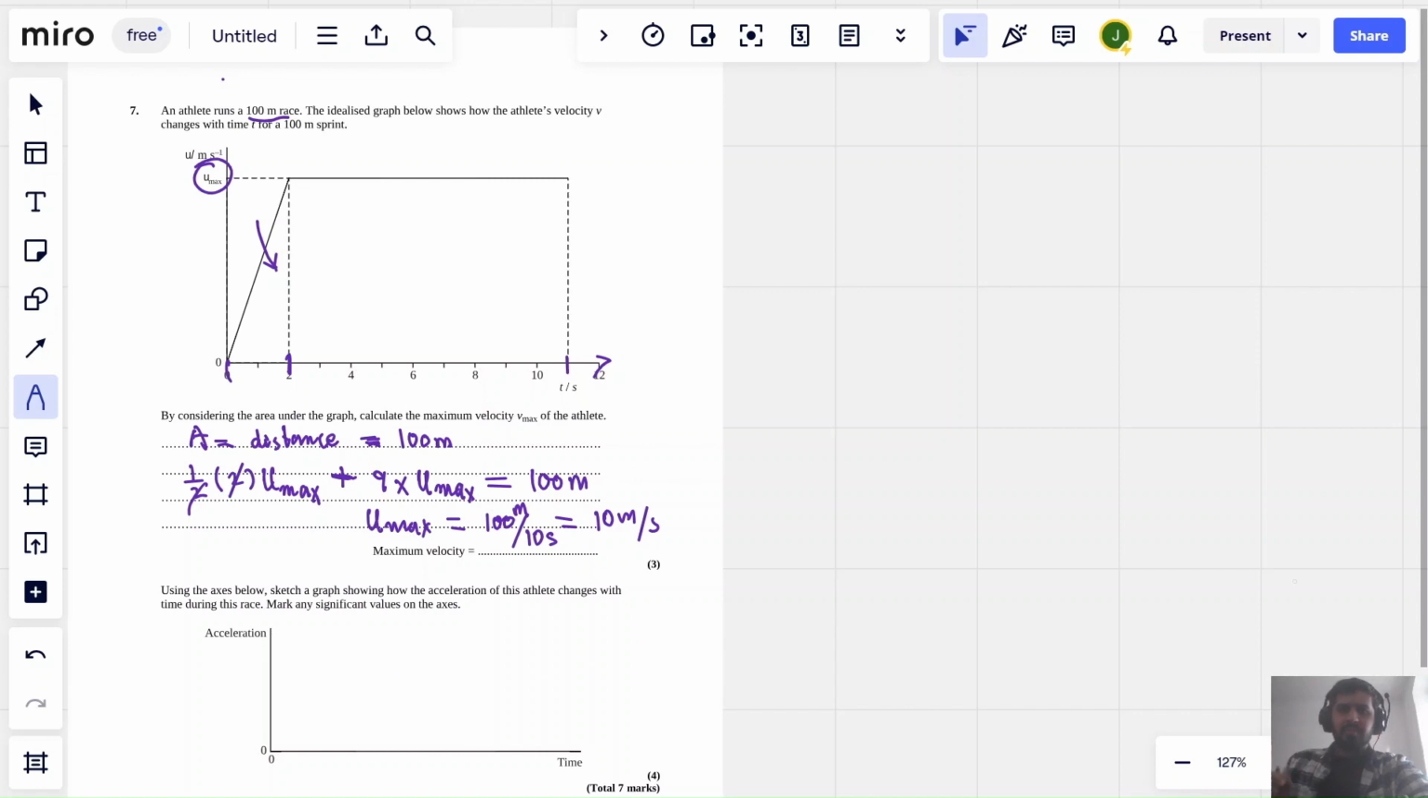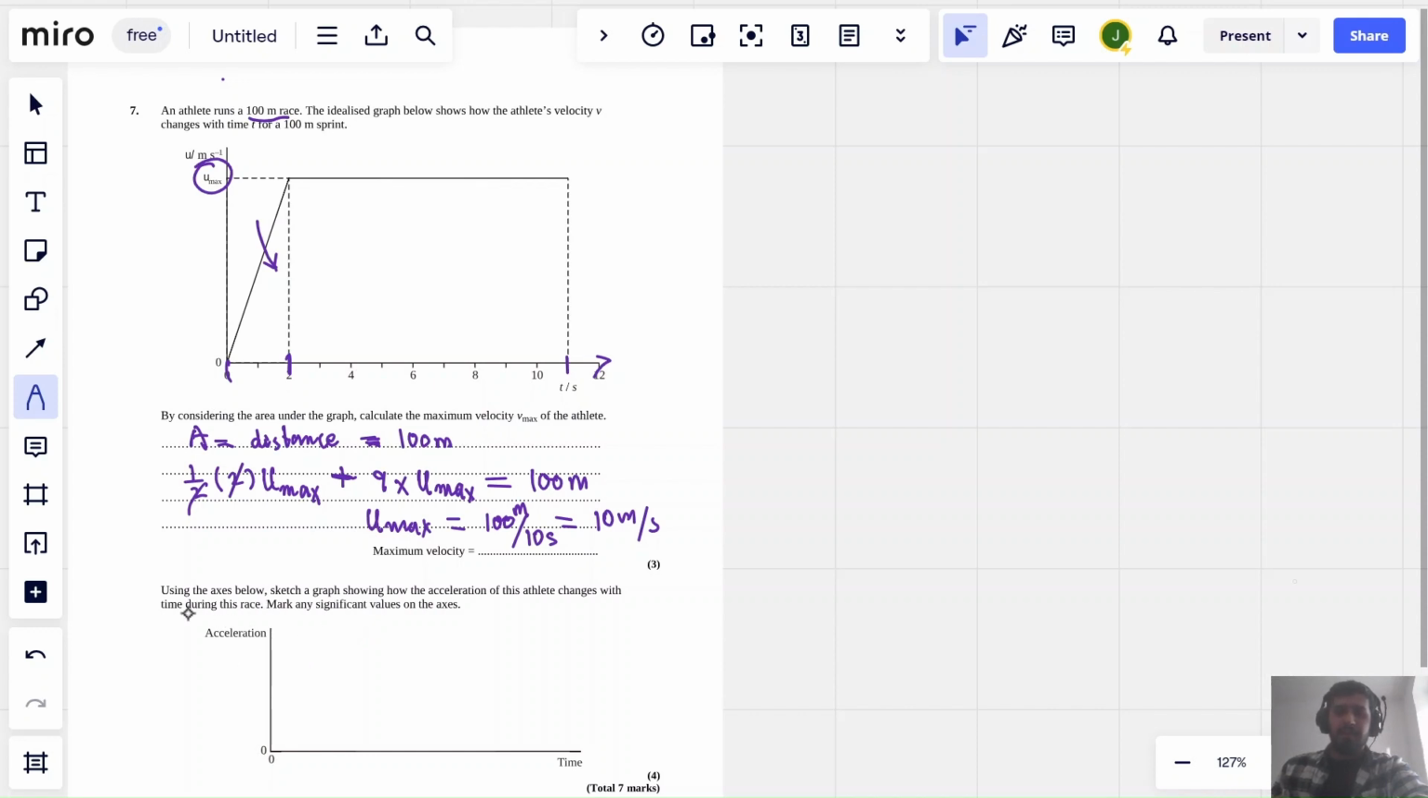The second question is a bit more interesting and something new. Using the axis below, sketch a graph showing how the acceleration of this athlete changes with time during this race. Mark any significant points, significant values on the axis. Now you can stop the video and try to solve this by yourself. Because this is the last question, you should be able to get this right. Think about it, take your time.